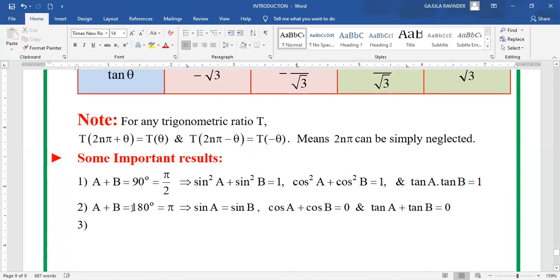And when a plus b equals 180 degrees or pi radians, then sine a equals sine b. But cos a plus cos b equals 0, that means cos a equals minus cos b. Sin a equals sin b, cos a equals minus cos b, and tan a plus tan b equals 0, my dear friends. So like this, dear friends, we have some important points which are important for the exercise. In the exercise, I will take so many important points like this.